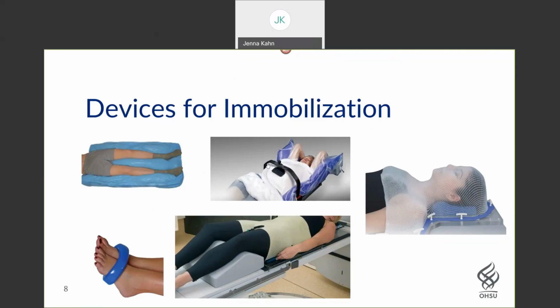This is an abdominal compression to make sure their abdominal breathing is not as large, and to keep them in more of the treatment position. This is to help the patient remember not to be moving their feet as much. And you can see this mesh-like material that is called aquaplast, and that's to help make a mold of a patient so that they stay in that treatment position.